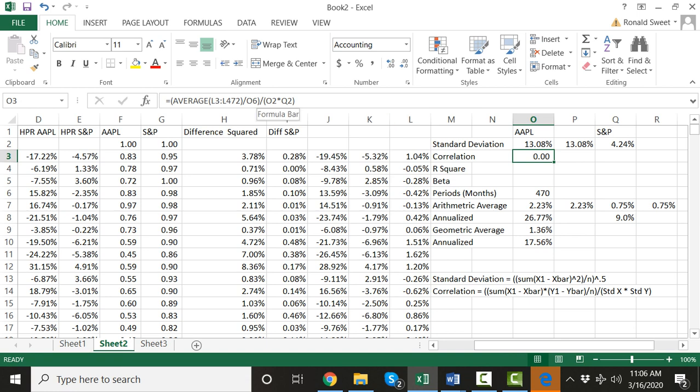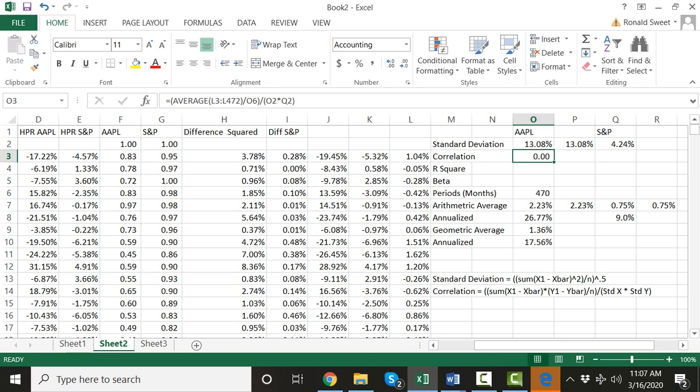Yeah, I'm worried that I did something wrong. We'll see. Yeah, there's something going wrong here, but we'll see. Average of 3, L through 4 divided by N, 470. Oh, I got Q2 times 2. No, that's right. O2 times Q2. That all looks correct. Let's check it because it doesn't look right to me.